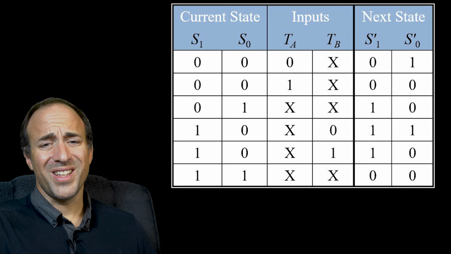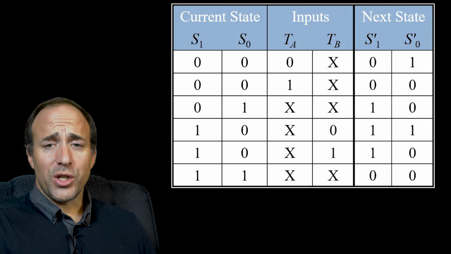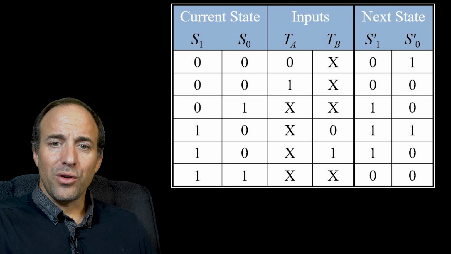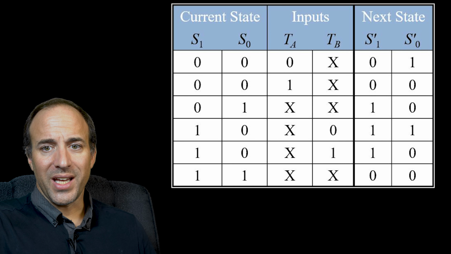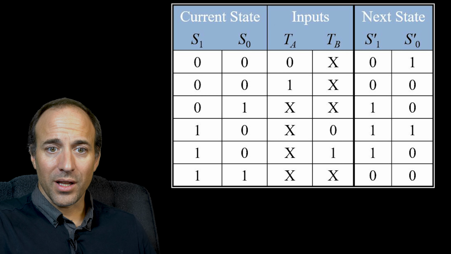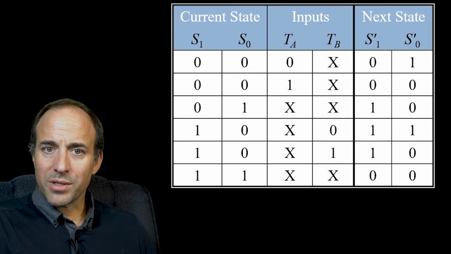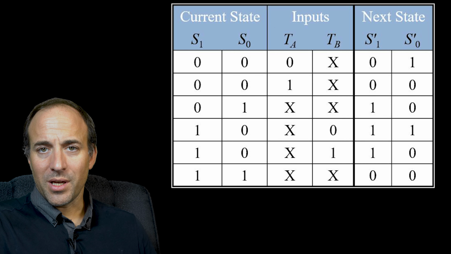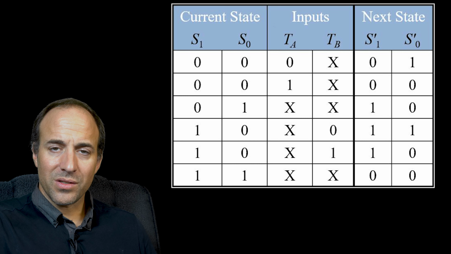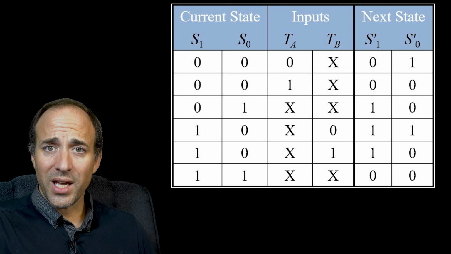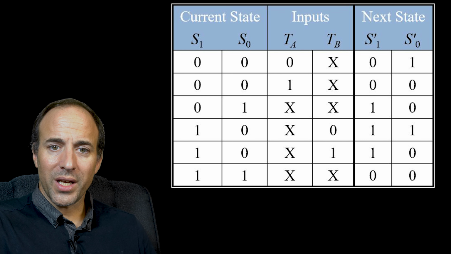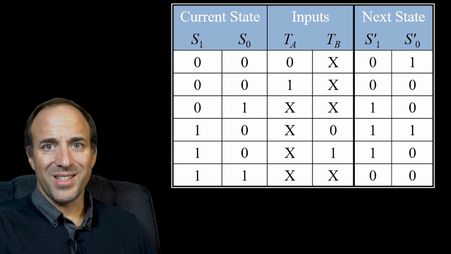We're going to refer to the next state, which is the value that we will assign to the current state on the next rising edge of the clock, as S prime sub 1 and S prime sub 0. So we have S sub 1, S sub 0 as the current state, and S prime sub 1, S prime sub 0 as the next state.